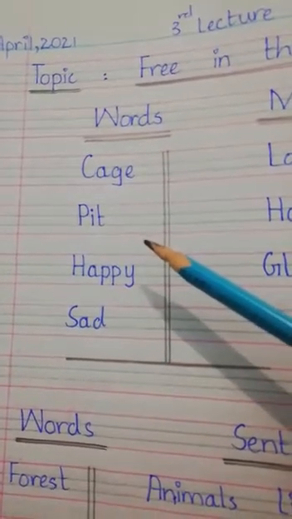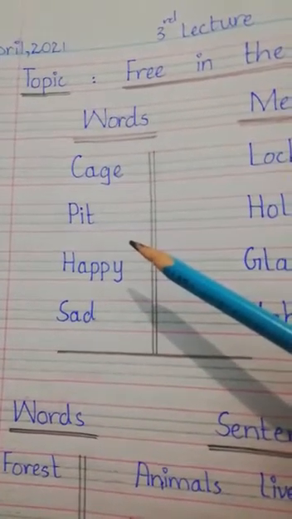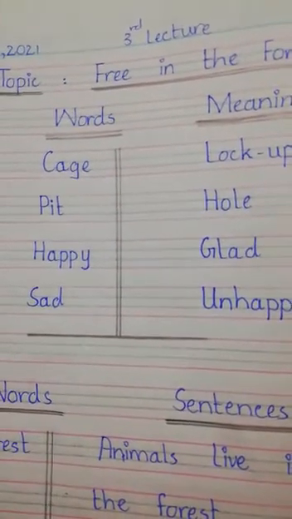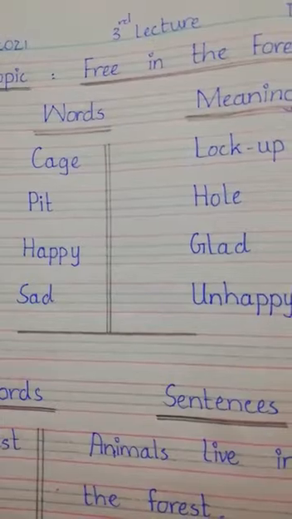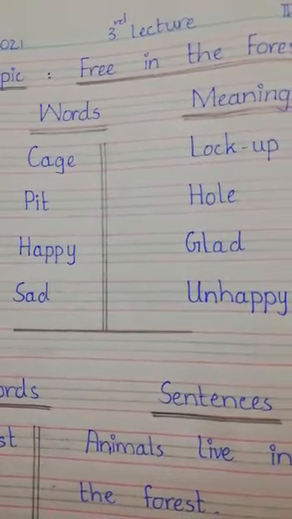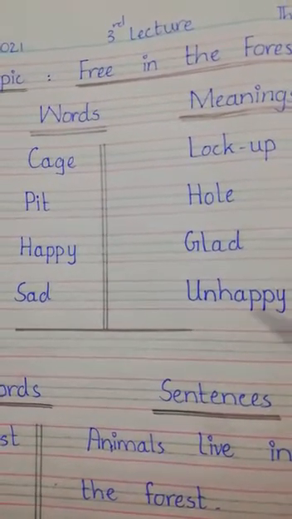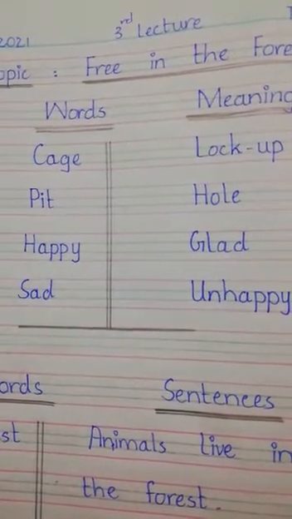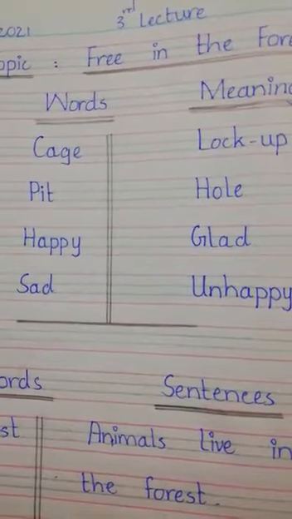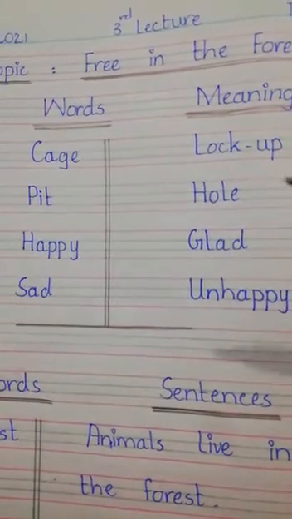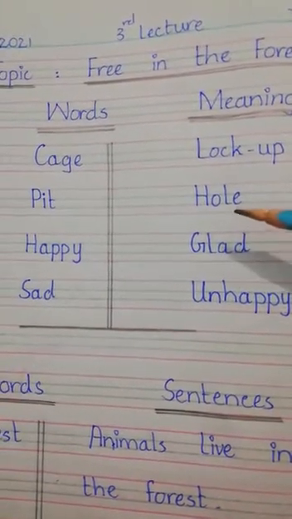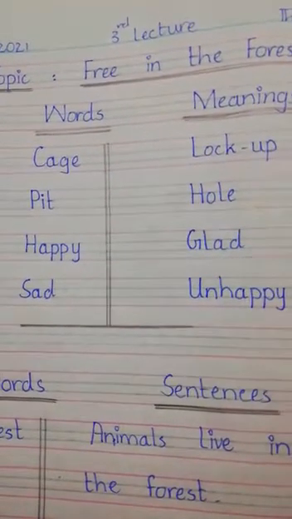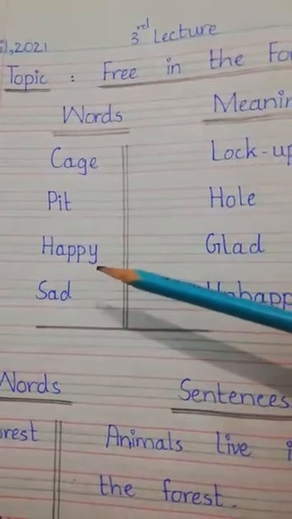Your second word is pit. What is your second word? Pit. Pit means hole. Remember I told you, मैंने आपको बताया था कि पिट का मतलब होता है होल. जब ज़मीन में कोई गड्ढा हो या कोई सुराख हो जाए जिसमें जूबी गिरा था, सो पिट का मतलब है होल. What is the meaning of pit? Hole. Very good.